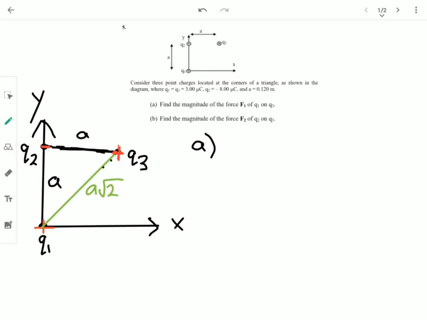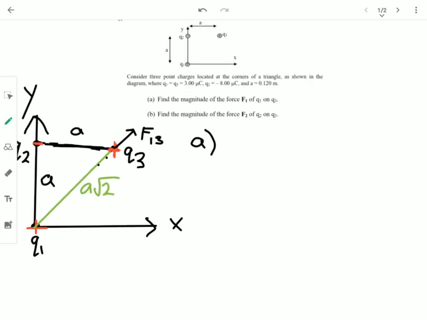So since it has to act on this line, on this diagonal, I'm just going to do this because it's by Q1 on Q3. So this is, let me call this F13 or F1. So how do you find the magnitude of the force? You use Coulomb's law. F equals k Q1 Q3 over R squared. R is the distance in meters.